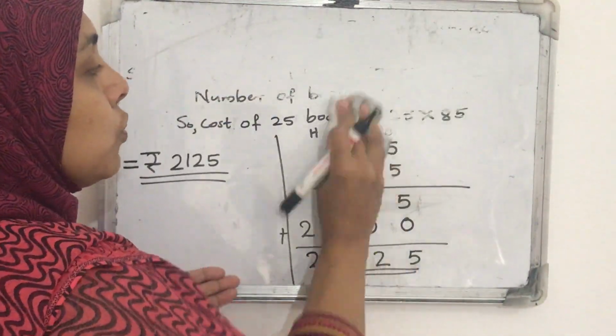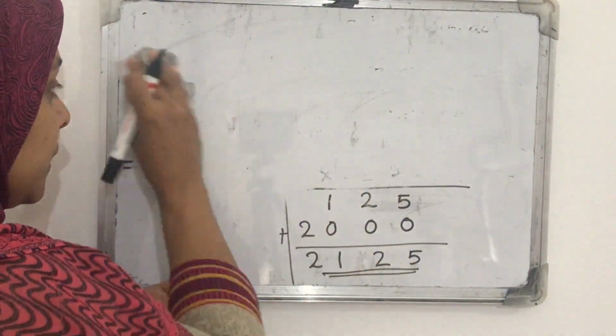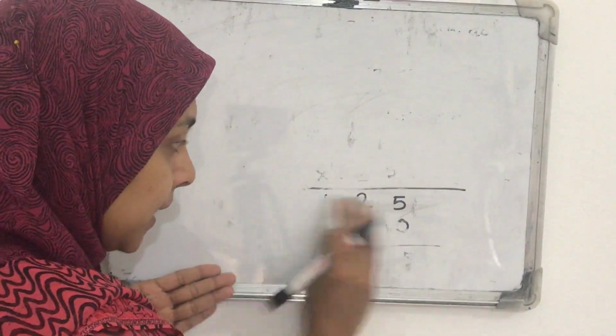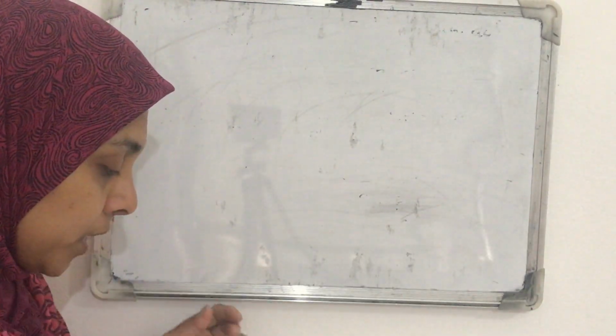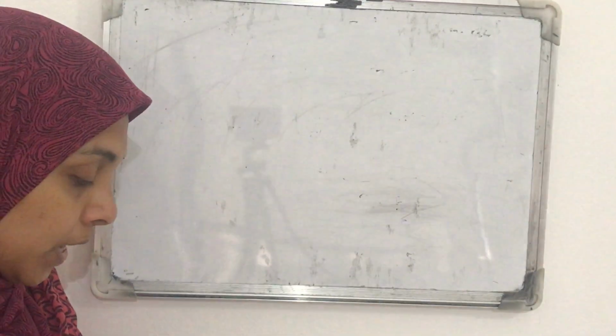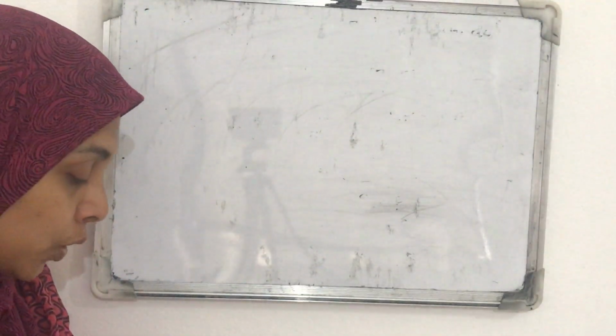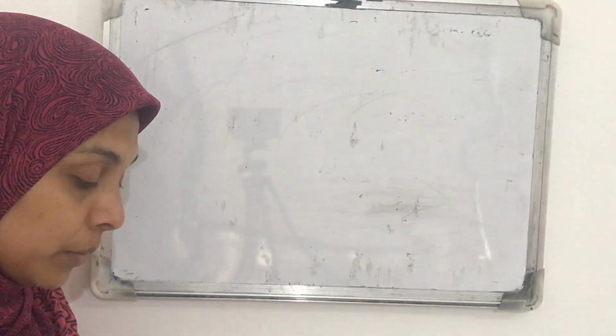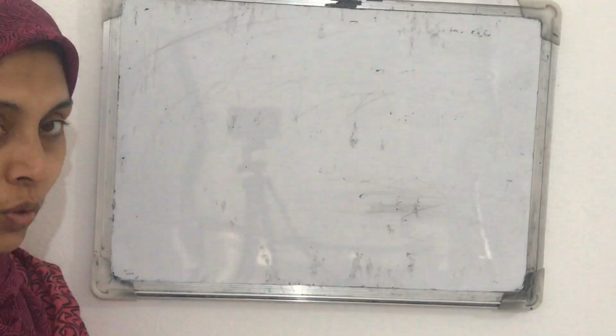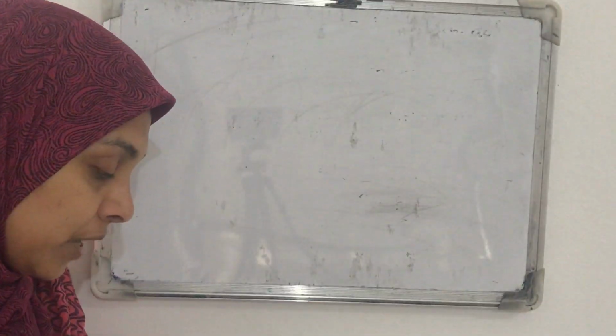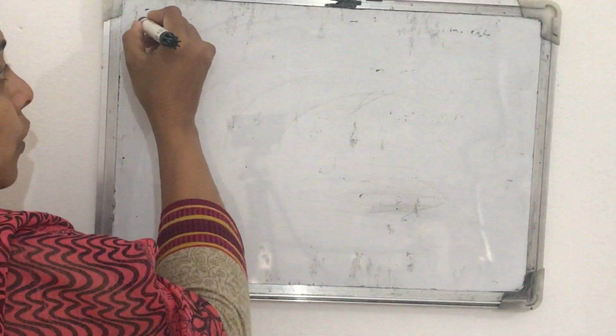Just like that, second question. All of you take your textbook. Read the next question in the textbook. That is exercise 5.7, first question. There are 25 plants in a row. How many plants will be there in 15 rows?